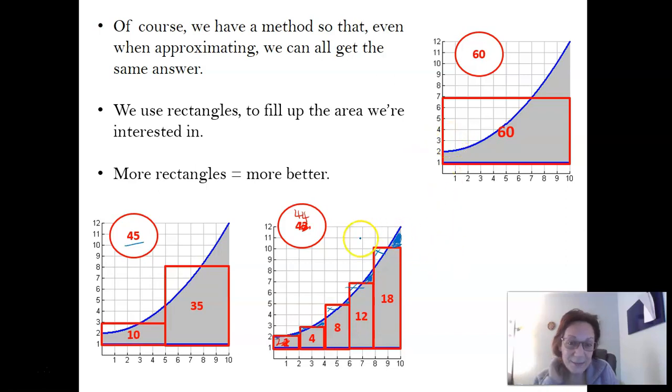Notice this. As my number of rectangles is approaching big, the area that I'm getting is approaching some value. That value that it's approaching is the value. It's the exact area.